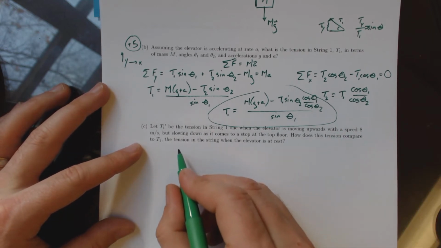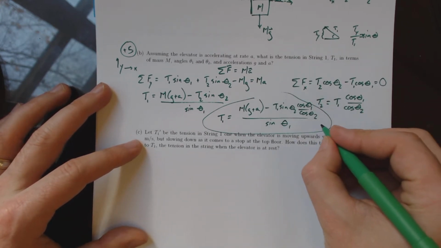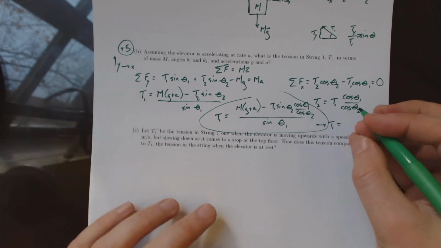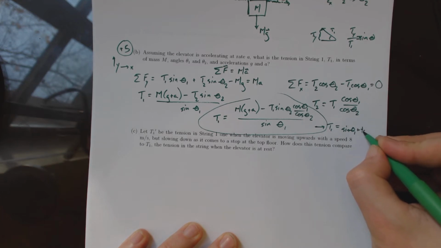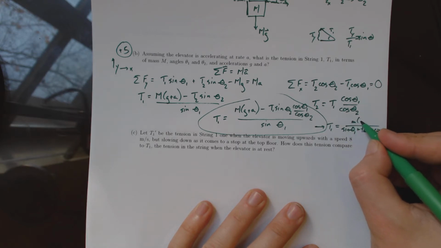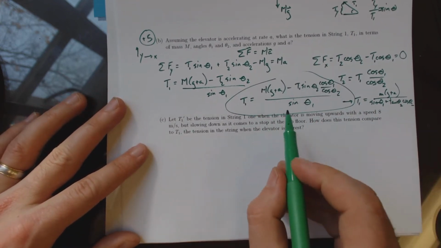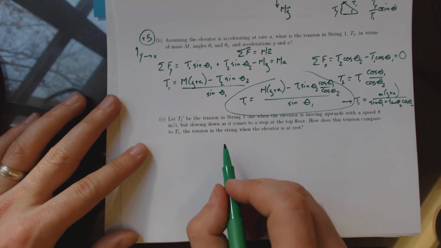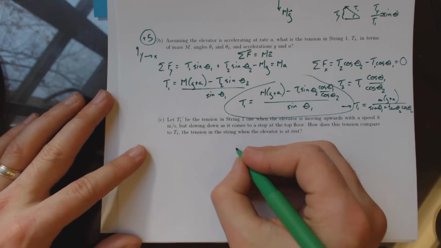So how does this tension compare to the T1 in the string? Let's see if I write T1. Maybe I'll complete this. I guess I didn't complete this. Sine theta 1, tan theta 2 cosine theta 2 over m times g plus a. I might come back to this later. So in a test, I'm not so sure about this. But I do know that the tension is going to decrease. So the elevator is moving upwards and starting to slow down. And you're going to get a g minus a.